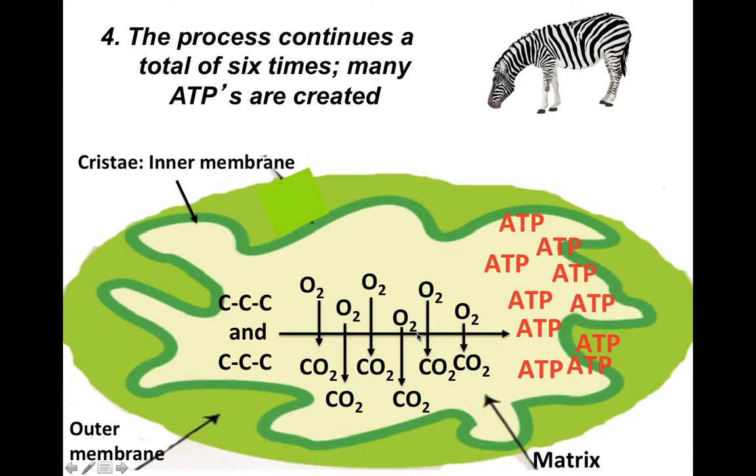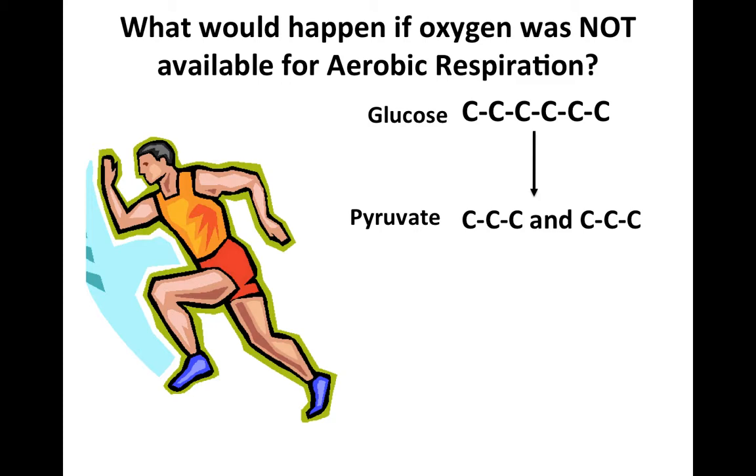This is basically the exact opposite of what we just did in the Calvin cycle, okay? All right, so here's a big question. What would happen if oxygen was not available for aerobic respiration? All right, so really what I want you guys to do is just stare up here for a second. We're going to break through this process.